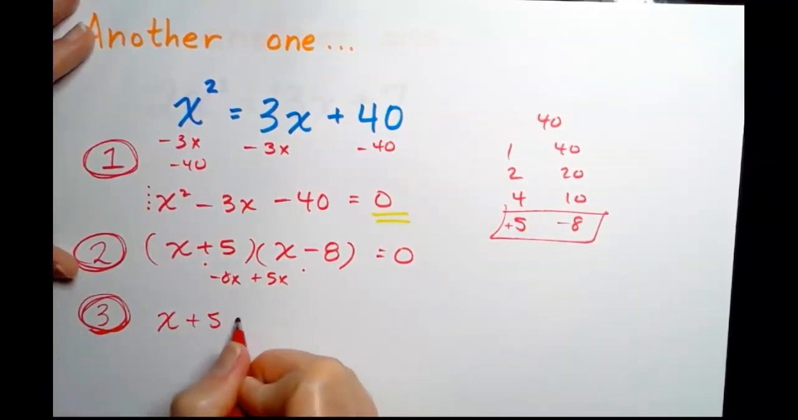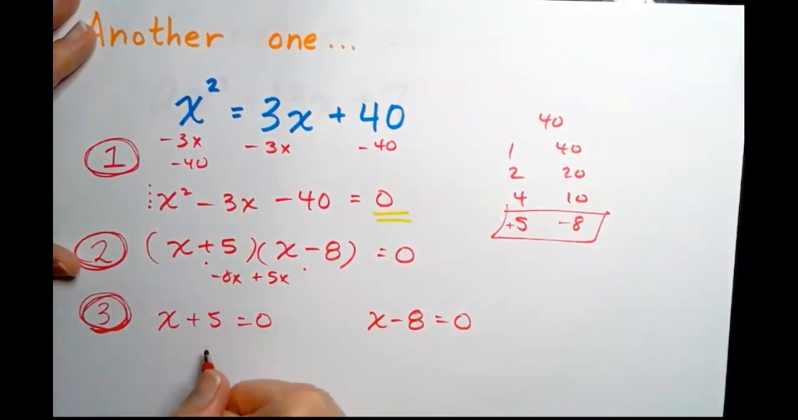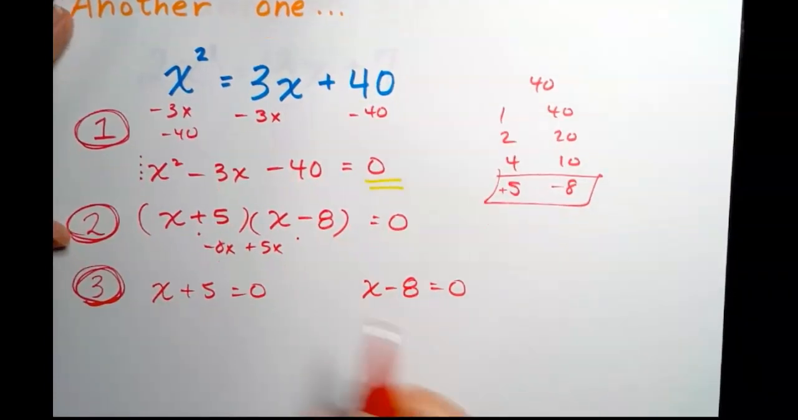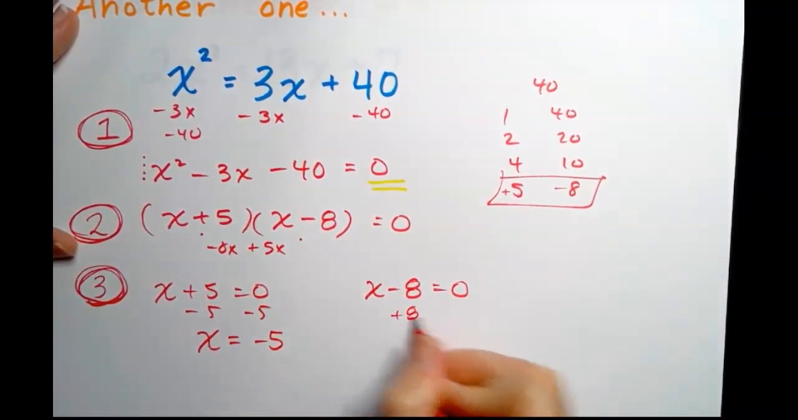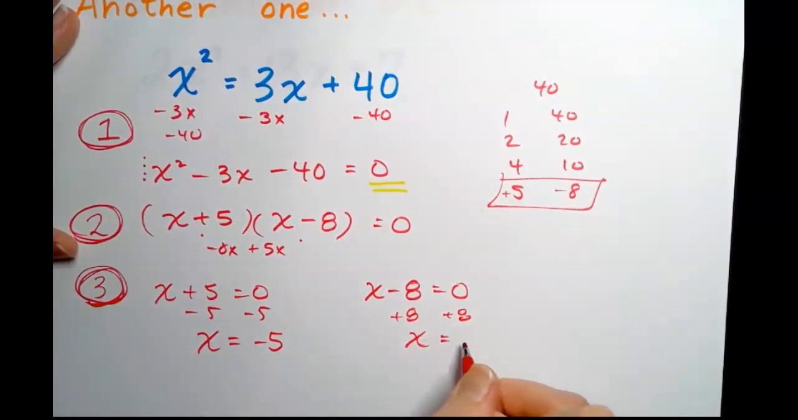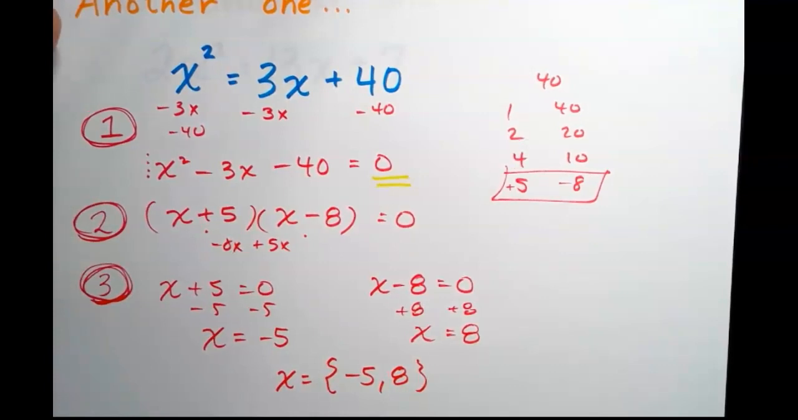So x plus 5 equals 0. X minus 8 equals 0. So solve. We set them equal to 0. Now we're going to solve. Minus 5, x equals negative 5. Plus 8, x equals 8. Our solution set is negative 5 and 8. Those are the two elements that our solution set contains. Step 1, put it in descending order and set equal to 0. Step 2, factor. Step 3, set each factor equal to 0 and solve.